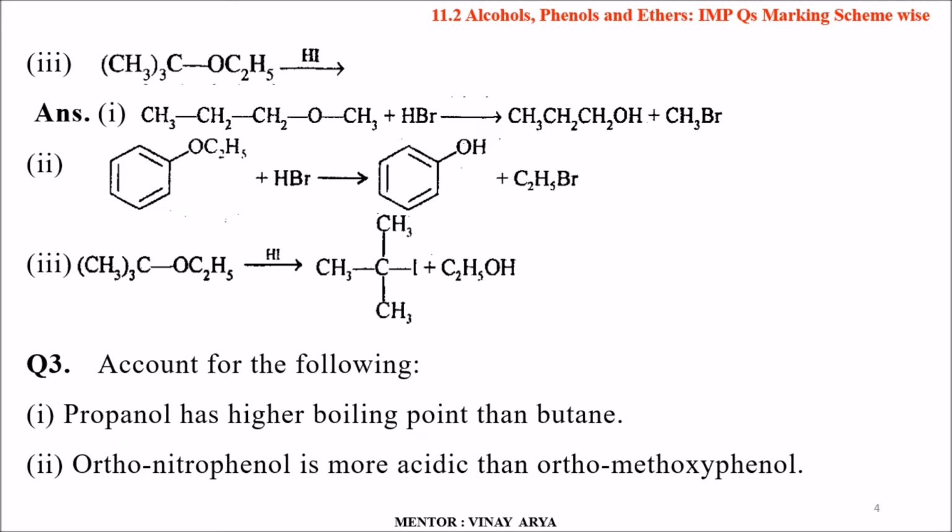So the first answer is CH3CH2CH2OCH3 when combined with HBr forms CH3CH2CH2OH, that is propanol, and CH3Br. While the second one is C6H5OC2H5, which when combined with HBr gives phenol C6H5OH plus C2H5Br. The third reaction is (CH3)3COC2H5 subjected to HI gives (CH3)3CI plus C2H5OH.